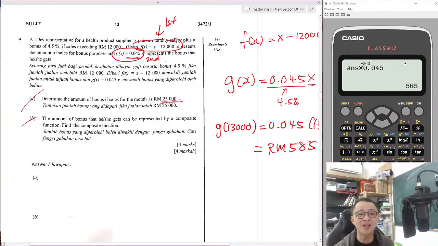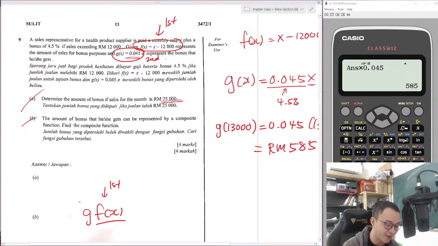So in a composite function, everything I want to do first, I write at the back here. So this is gfx, because this one represents I want to do this one first, then I only do the gx. They ask about the function, so I need to write the whole equation here, which is 0.045. I substitute fx into here, which is x minus 12,000.